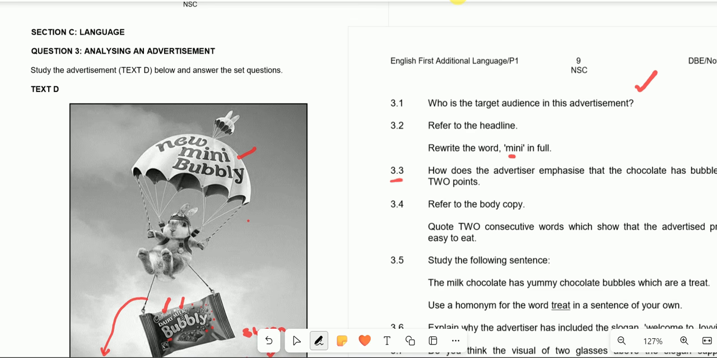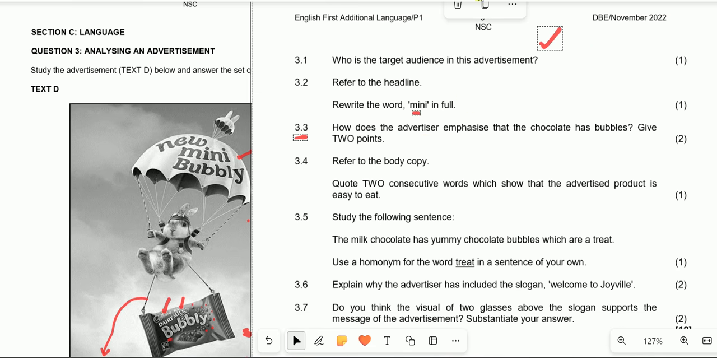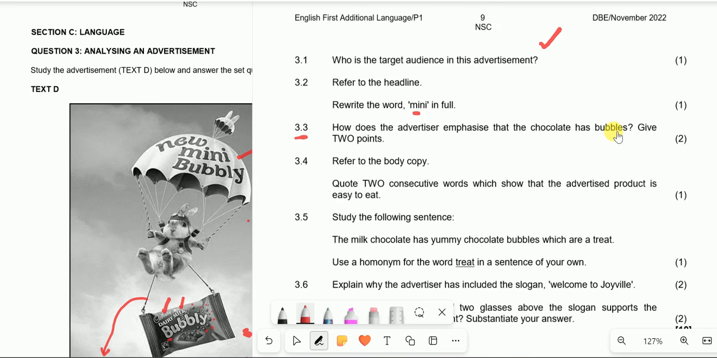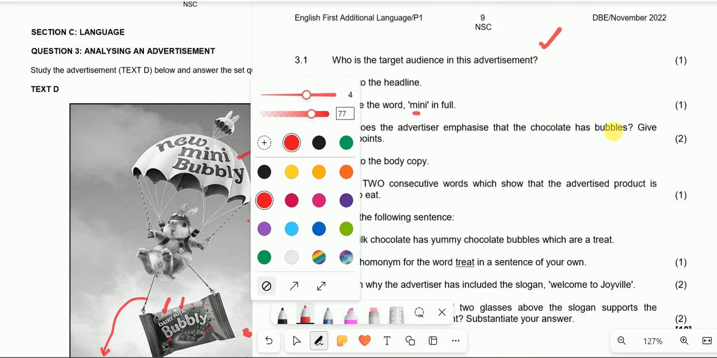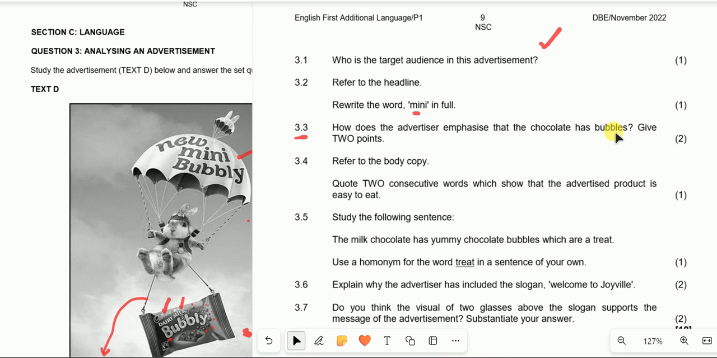Question 3.3. How does the advertiser emphasize that the chocolate has bubbles? And then please, question interpretation is very crucial. Grade 12's question interpretation is very important. It says, how does the advertiser emphasize that the chocolate has what? Bubbles. And then it says what? Give 2 points. And then you check the mark allocation is also 2.